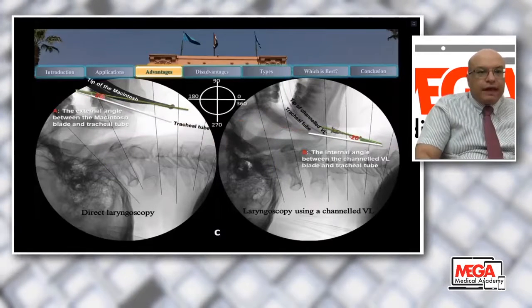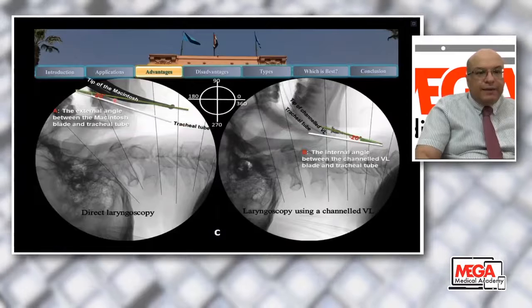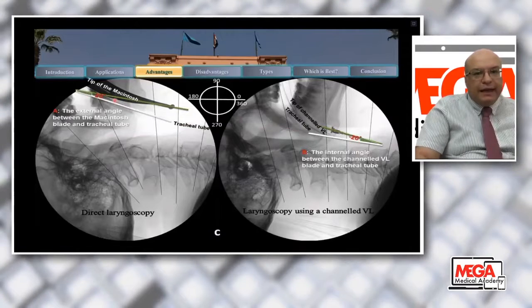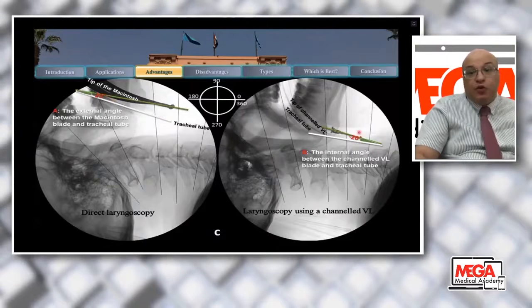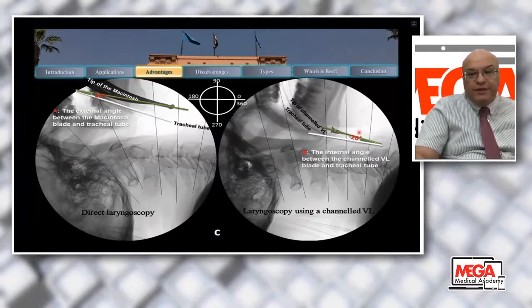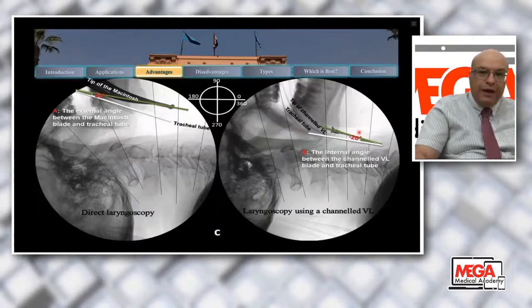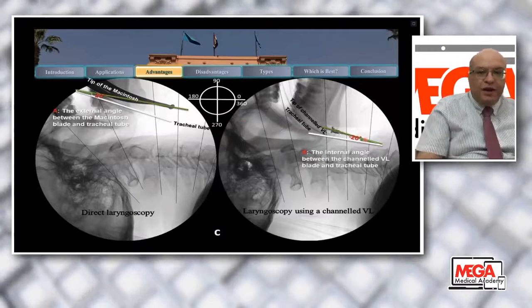Here we have what's called the external angle between the Macintosh blade and the tracheal tube. Here the angle is 20 degrees, but it is reduced to minus 20 with the use of a channeled video laryngoscope on the right image here.